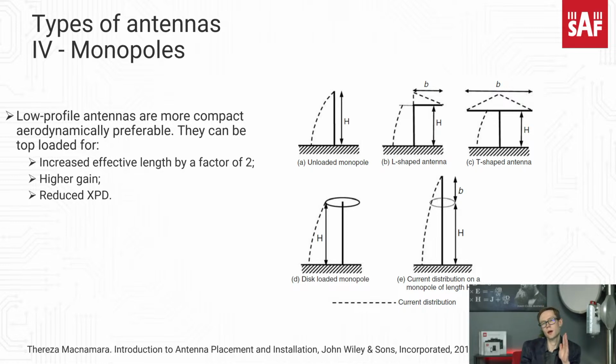Initially, it receives mostly vertically polarized signal. By adding the horizontal element on top, it can be more susceptible to receive the horizontally polarized signal as well.